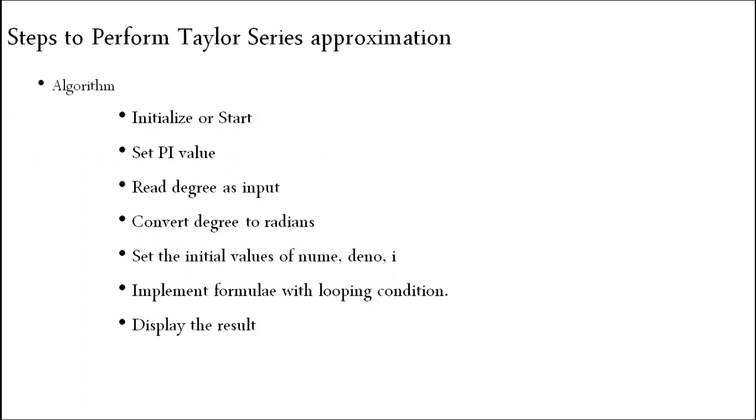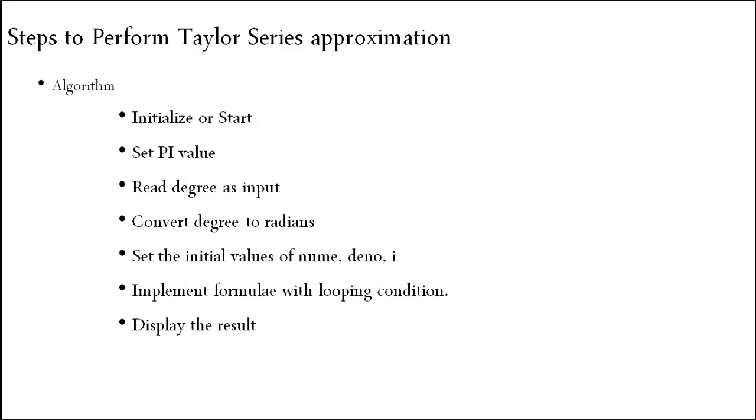First, the algorithm will initialize or start. That is the first step with respect to the algorithm. So again here also, initialize or start. After that, I want the pi value. So I define my pi value in my header section itself by using a define, I mean hash define. Next, I'll read degree as input. Anyway, the user will start giving input in the form of degree.